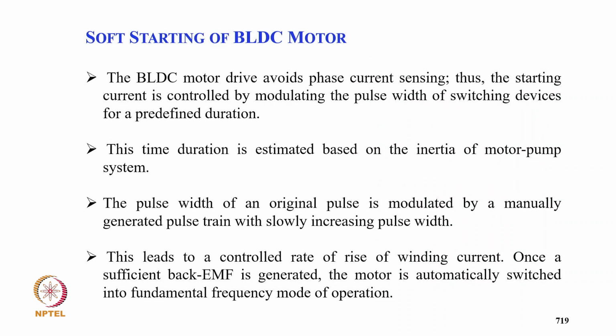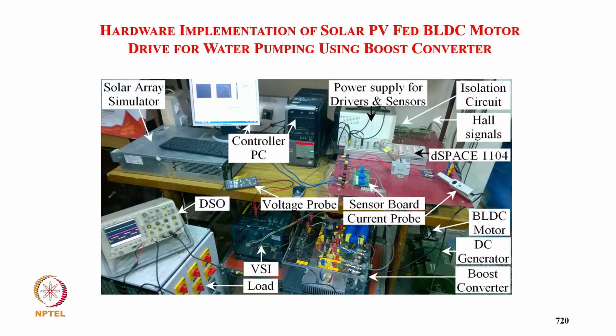For soft starting, the BLDC motor drive avoids phase current sensing, so the starting current is controlled by modulating the pulse width modulation of the switching devices for a predefined duration, and the time duration is estimated based on the inertia of the motor pump system. The pulse width of the original pulse is modulated by a manually generated pulse train with a slowly increasing pulse width, and this leads to a controlled rate of rise of winding current. Once sufficient back EMF is generated, the motor is automatically switched to the fundamental frequency mode of operation.